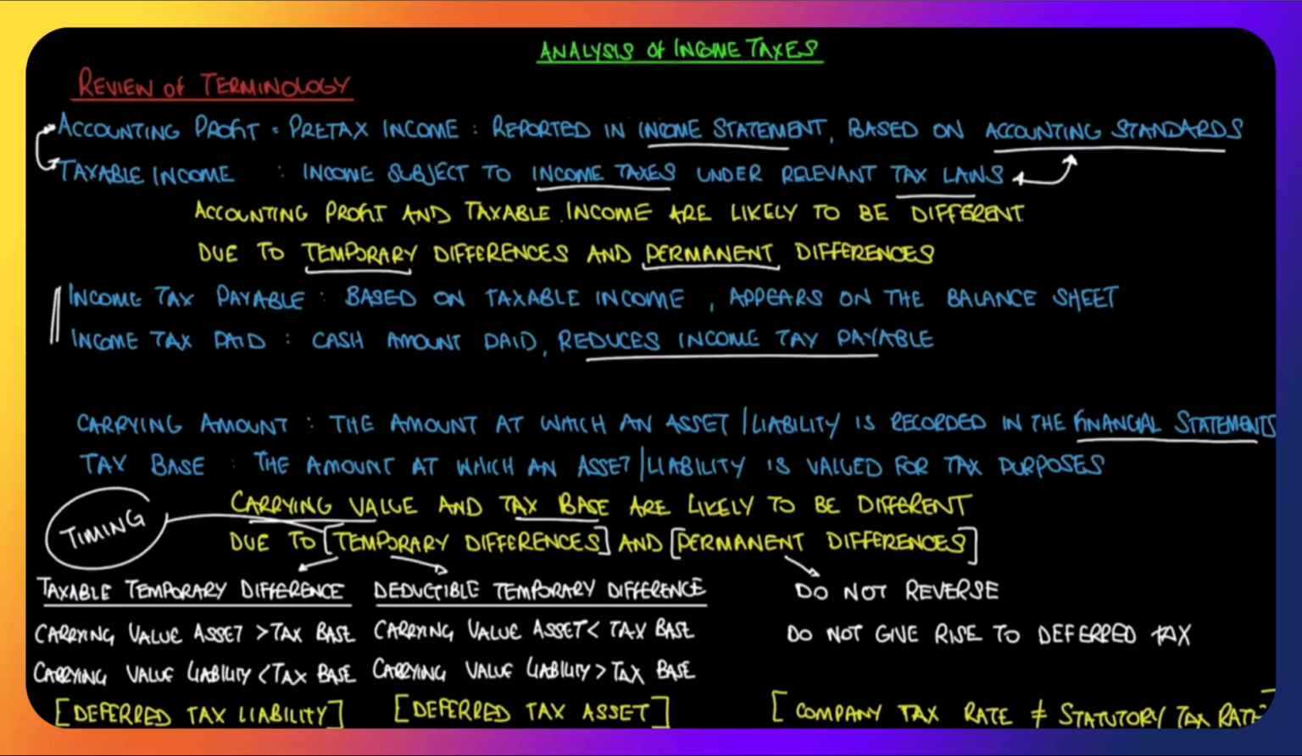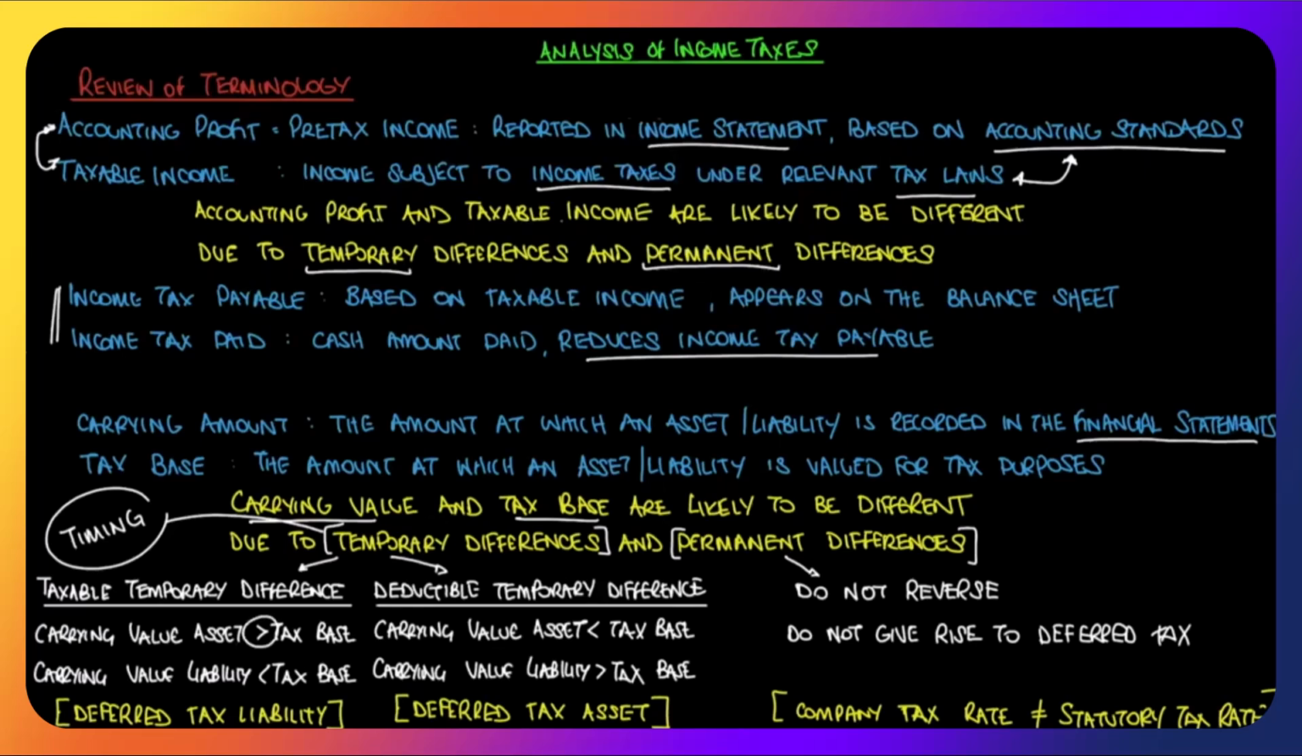Now, what does that mean? It means the tax value, the tax base, is going to be different than the carrying amount. And this is what it leads to. Either a taxable temporary difference. A taxable temporary difference occurs where the carrying value of the asset is greater than the tax base.